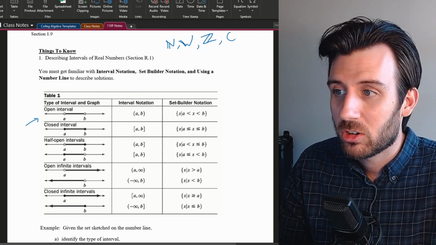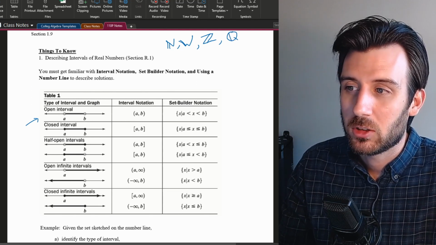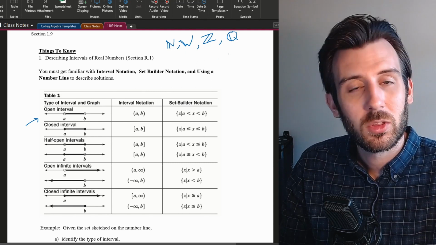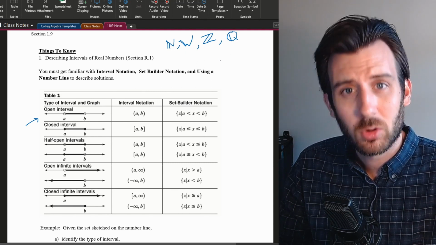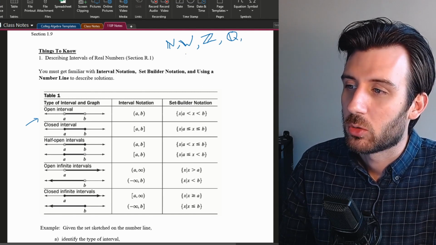You have quotient numbers, your rational numbers they're often called, and we represent that with a Q. So rational numbers would be any number that you could represent as a fraction where the top and the bottom are either whole numbers or integers. So you have your quotient numbers, your rational numbers.